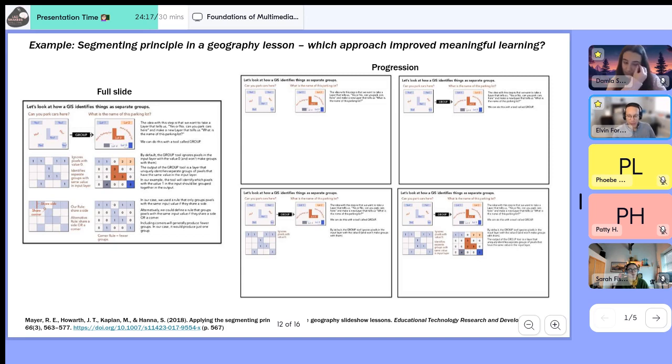What I like about these principles is most of them are pretty intuitive. Some of them aren't. I picked some easy ones here, but the segmenting principle really states that you present in chunks, and then you give the learner pause. So often with progression, slides tend to get a little cramped towards the end.